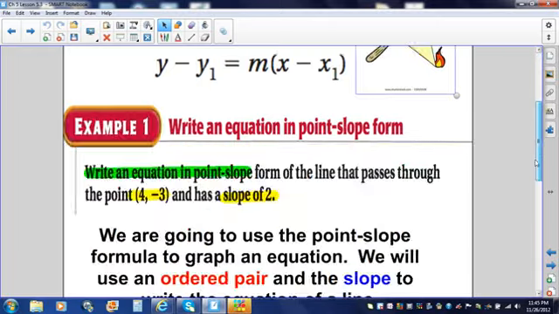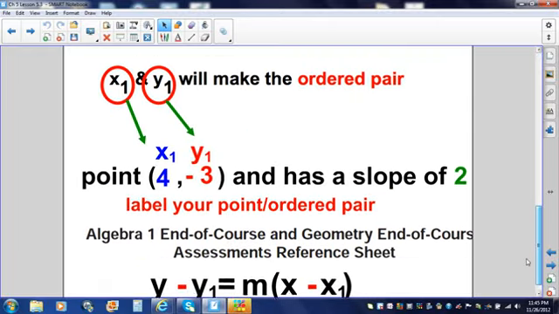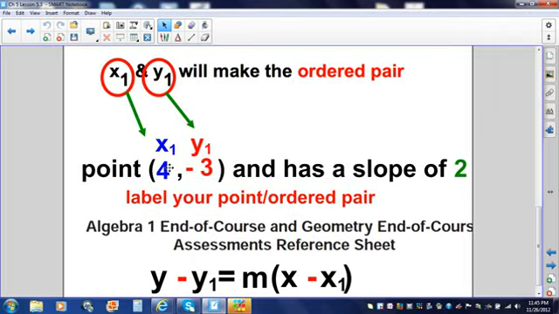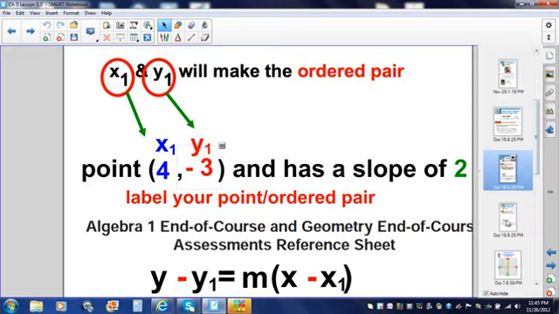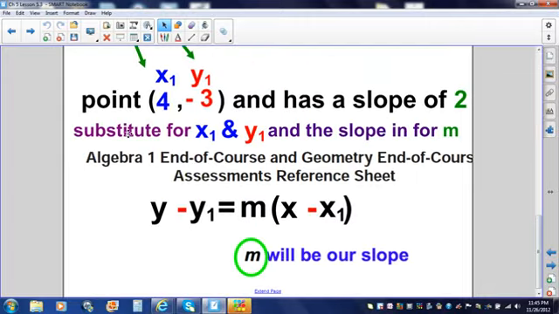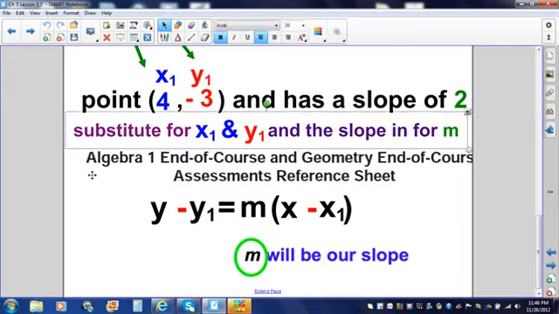Magnifying glass. First thing I'm going to ask that you do is label your point or ordered pair. So 4 is going to be our x1, -3 is going to be our y1. Label your point or ordered pair. The next thing we are going to do is substitute for x1, and substitute for y1. Then we're going to substitute for slope. We're going to go substitute happy.